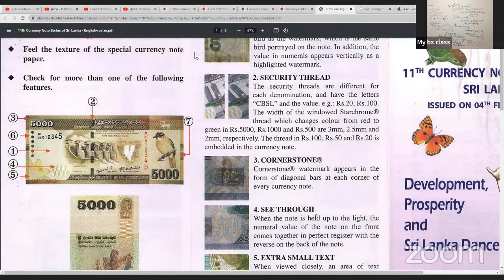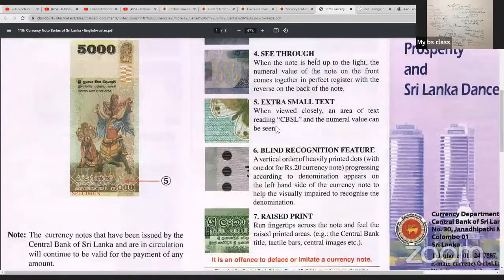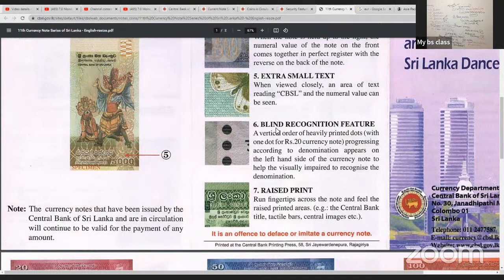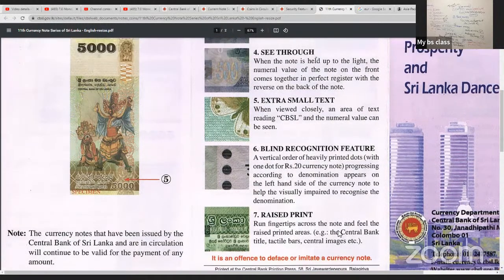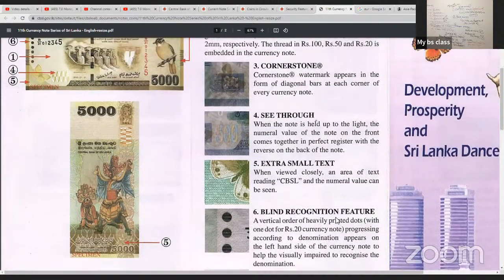So what is the paper of the money? There's a special paper, guys. They import it, right? That's a special paper. Here it's an offense to deface or imitate a currency note, right?